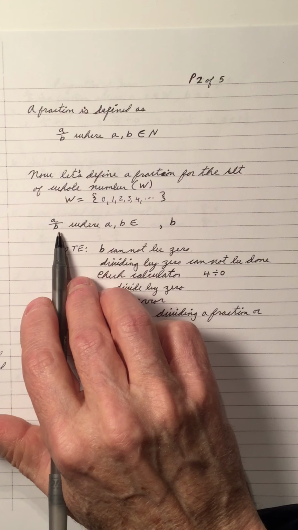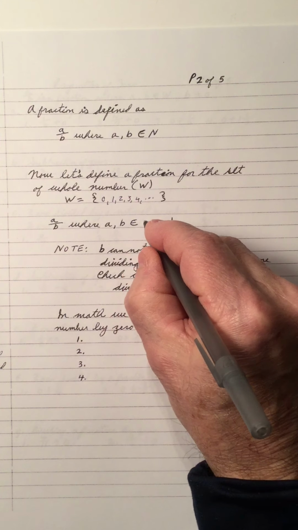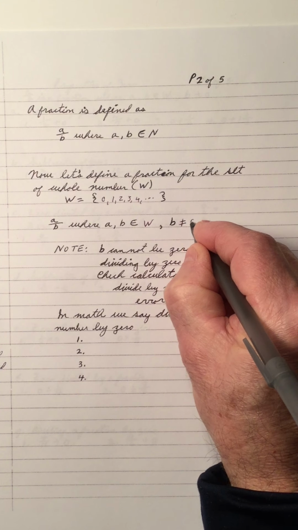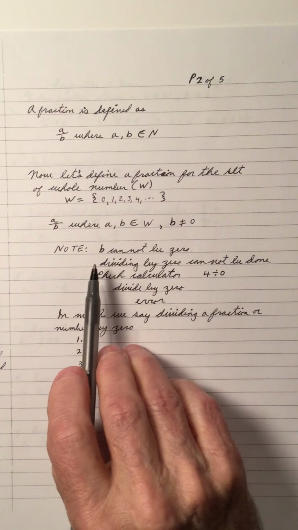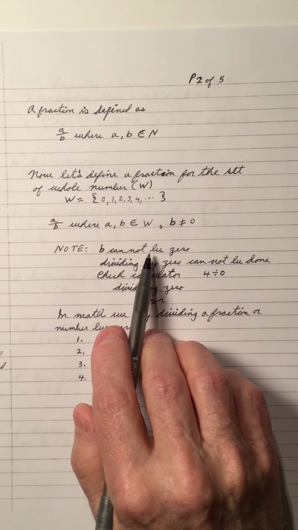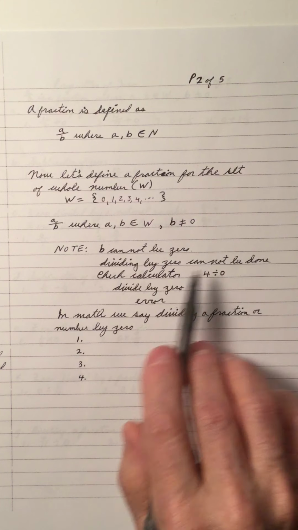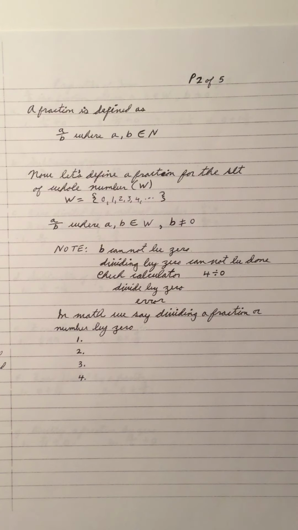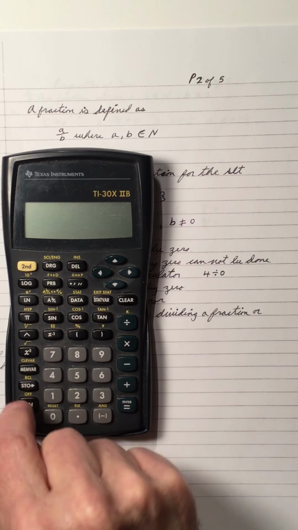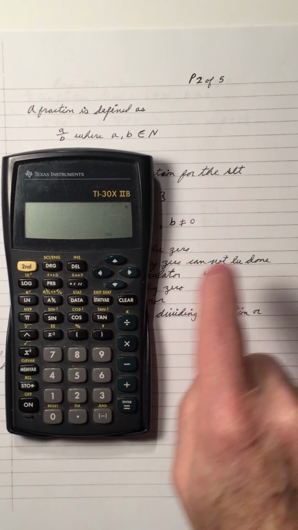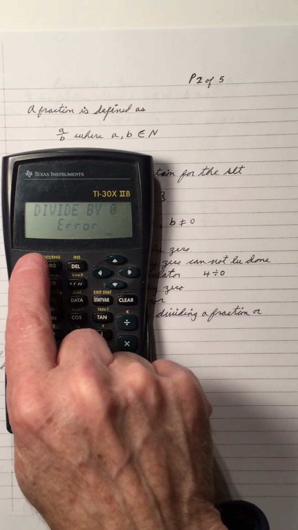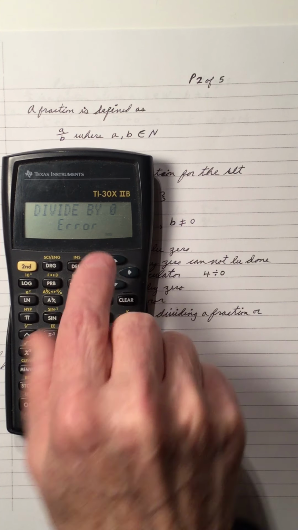So if we define it as a over b, where a and b belong to the whole numbers, we have to say that b cannot be equal to 0. Because we note b cannot be 0, dividing by 0 cannot be done. Let's check our calculator. We turn on the calculator and do 4 divided by 0. Notice we get divide by 0 is an error.